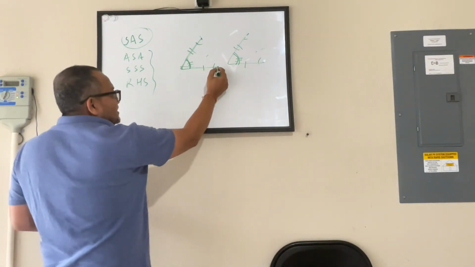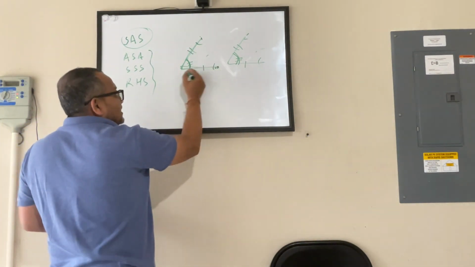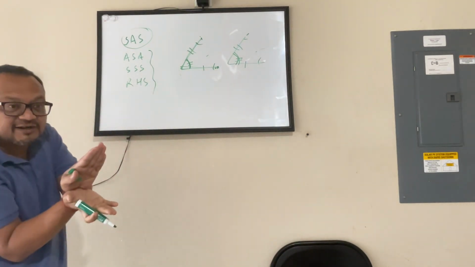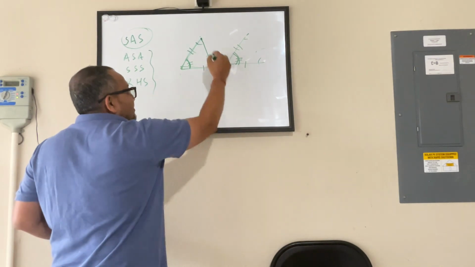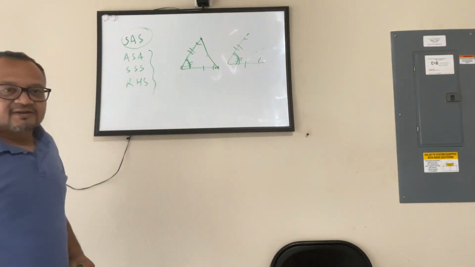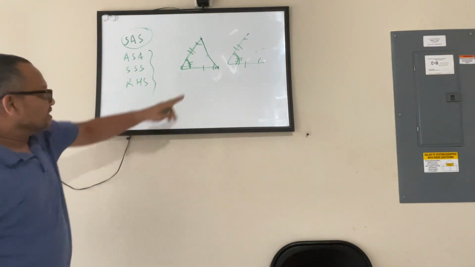These two arms are fixed, length is fixed. Here to here, my hand's length is not increasing. So the distance will not change. So this side and this side will be the same. Okay? Okay. So that's why this is called axiom.